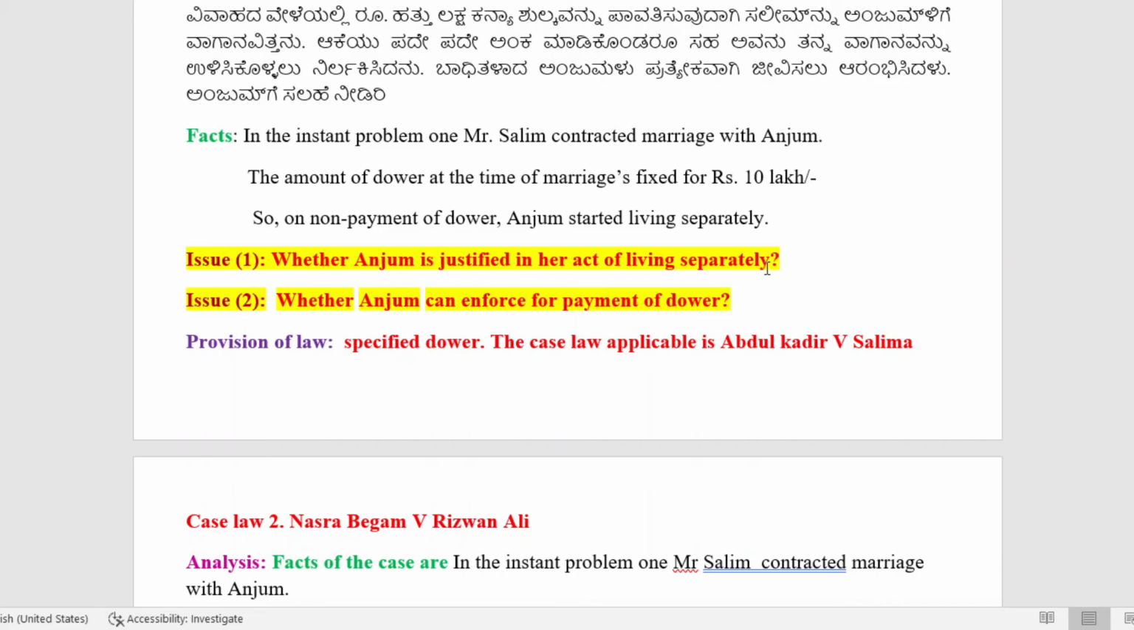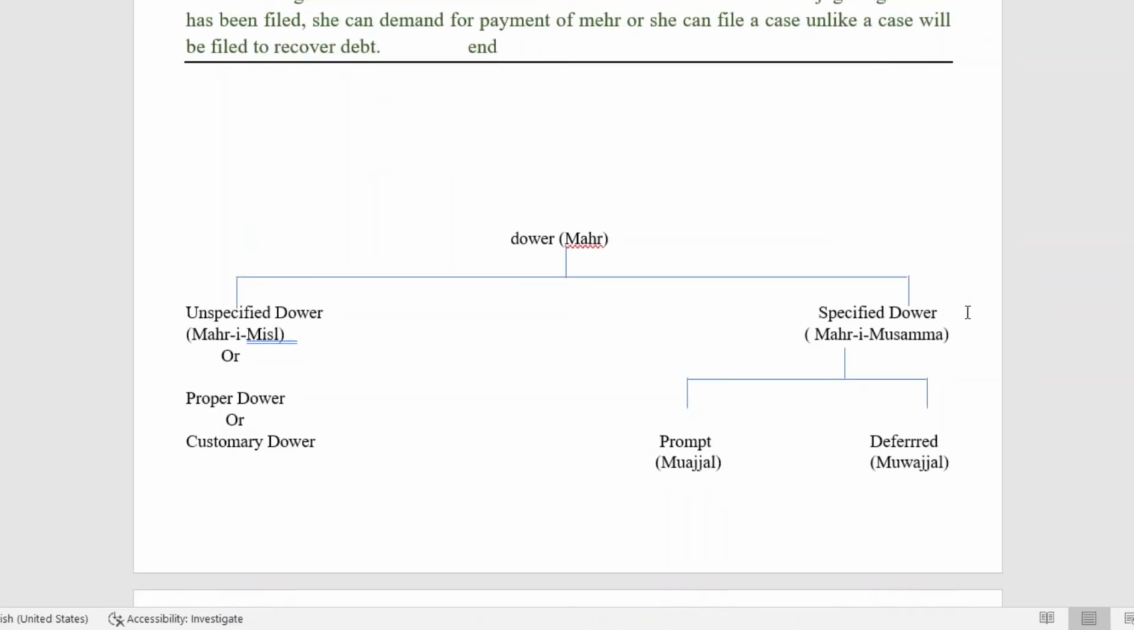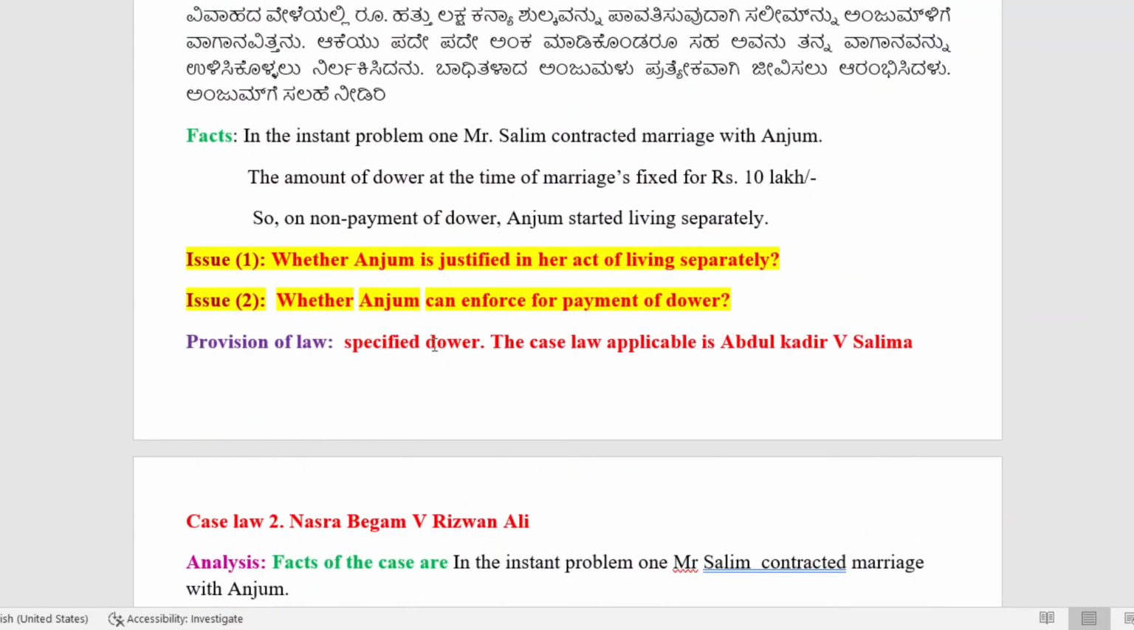So here there may be one issue or more than one issue. It may be three also. That depends upon the case. Here the provision of law is applicable with regard to the specified Dower. As you know, there is prompt Dower and deferred Dower. Now we can see the aspect of prompt Dower. The prompt Dower will be applicable with regard to this provision of law. And there are a number of case laws with regard to this non-payment of the Dower amount. Here we can highlight Abdul Qadir versus Salima and Nasra Begum versus Rizwan Ali.